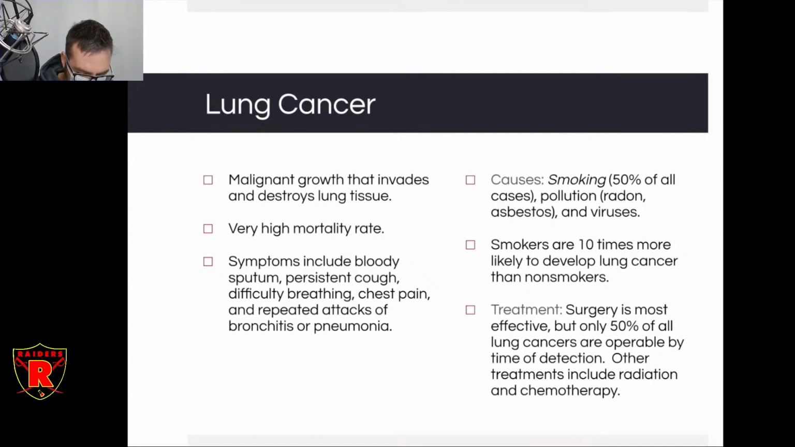Anyway, so what happens? Again, you get bloody sputum, cough, difficulty breathing, chest pain. It's often associated with emphysema because people can have both, obviously. If you've been smoking for a lifetime, you often have both. Smoking leads to a 10 times increase in developing lung cancer. I mean, obviously it causes it directly. It's not a guarantee. Smoking is not a guarantee that you get lung cancer, but it certainly vastly increases your risk.